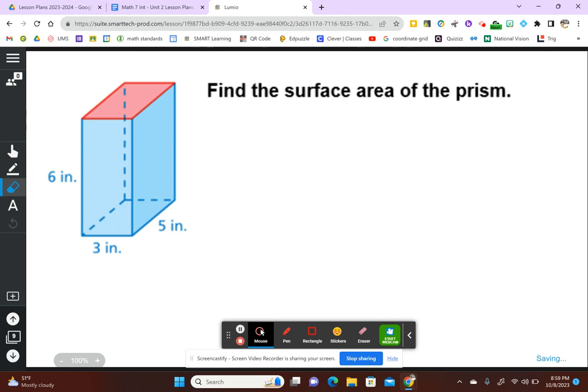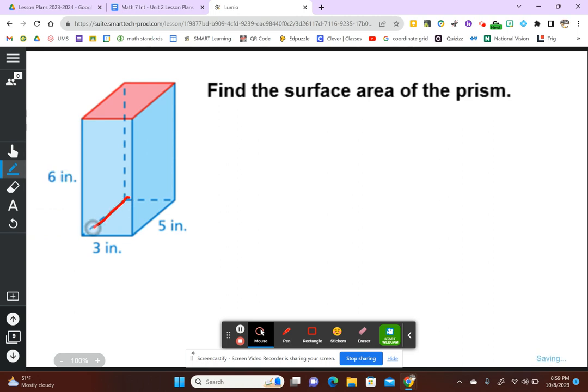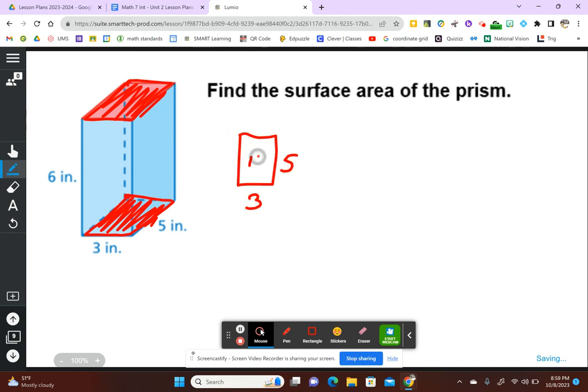Now, this asks you to find the surface area of this prism. This particular prism is a rectangular prism because you notice that the base is a rectangle and it is parallel and congruent to the top, which is a rectangle. So we know that that's the base. The base is 3 by 5, which is an area of 15, but there's 2 of them. So 2 times 15 is 30.